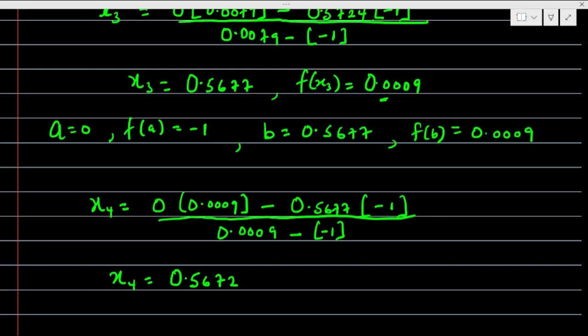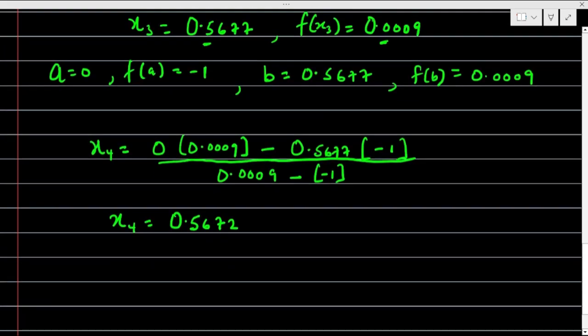0.5672. Correct. You can see the values are getting closer and closer. My x3 is 0.5677. My x4 is 0.5672. It is getting closer, right? Let's be observant. So let's do the last one. Let's find our f of x4.